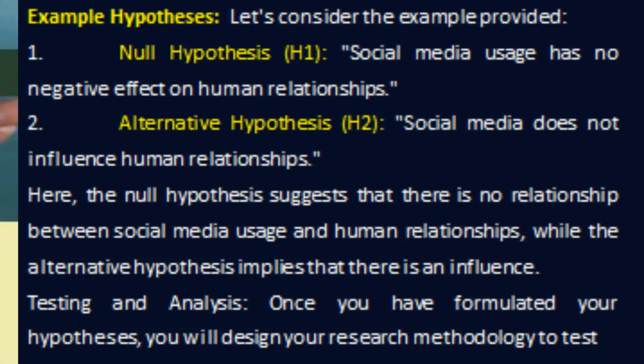Example hypotheses. Let's consider the example provided. 1. Null hypothesis, H1, social media usage has no negative effect on human relationships. 2. Alternative hypothesis, H2, social media does not influence human relationships. Here, the null hypothesis suggests that there is no relationship between social media usage and human relationships, while the alternative hypothesis implies that there is an influence.